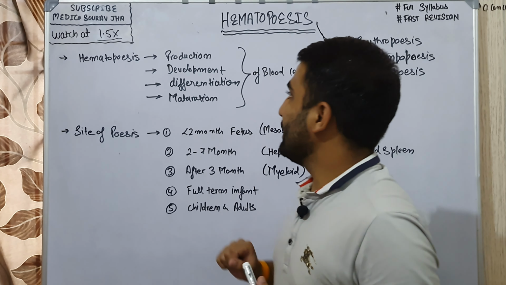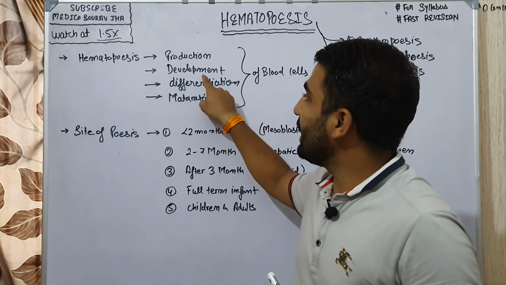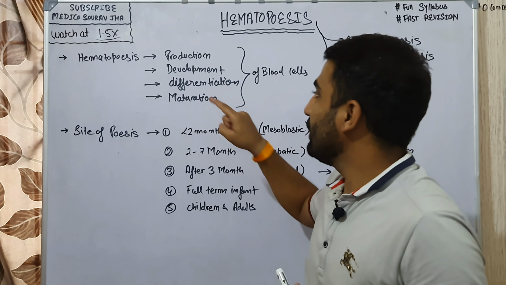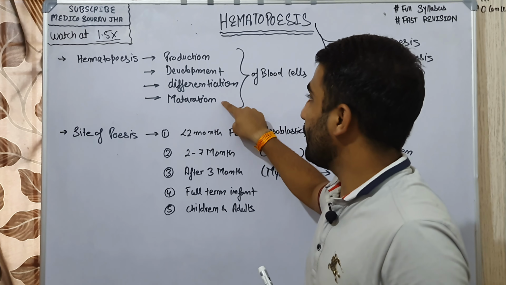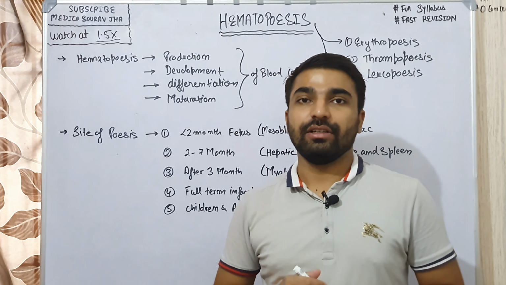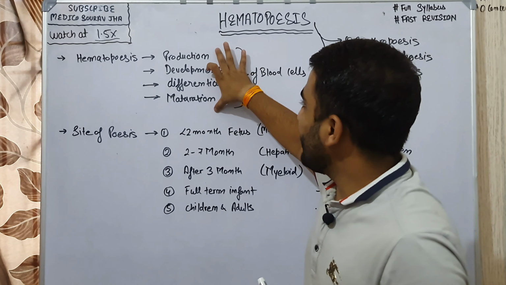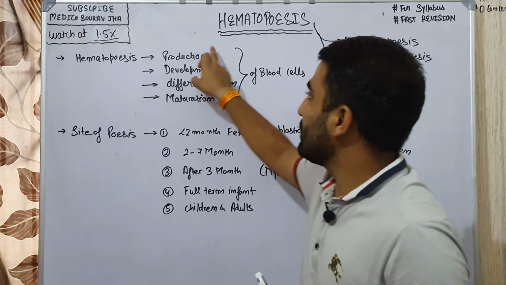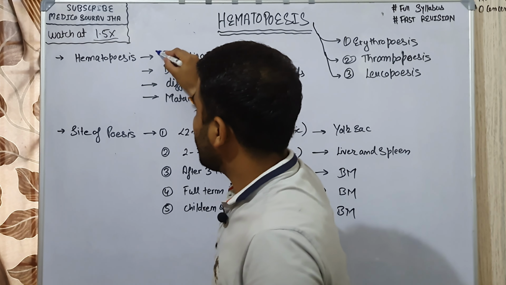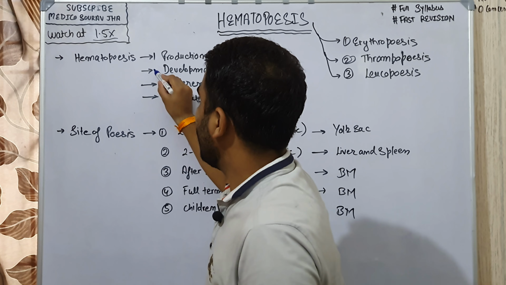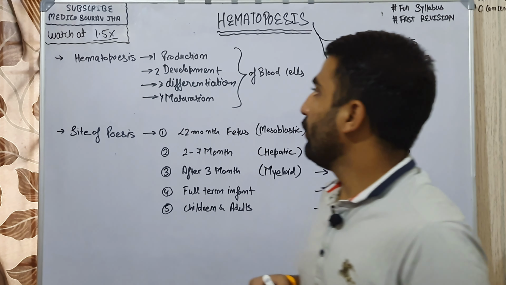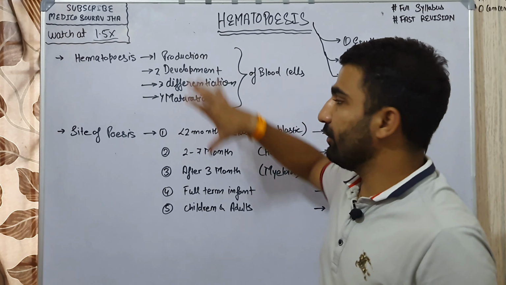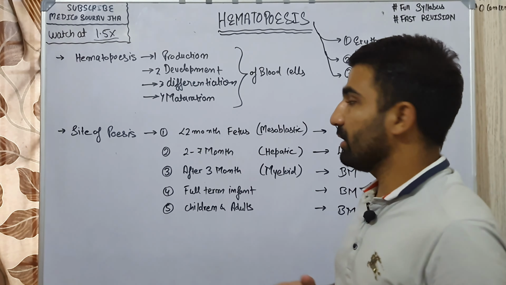So hematopoiesis is the production, development, differentiation, and maturation of blood cells. Okay, so this is very clear that hematopoiesis consists of 4 events, that is production and development, differentiation and maturation. We will talk about all 4 of them step by step in coming slides.